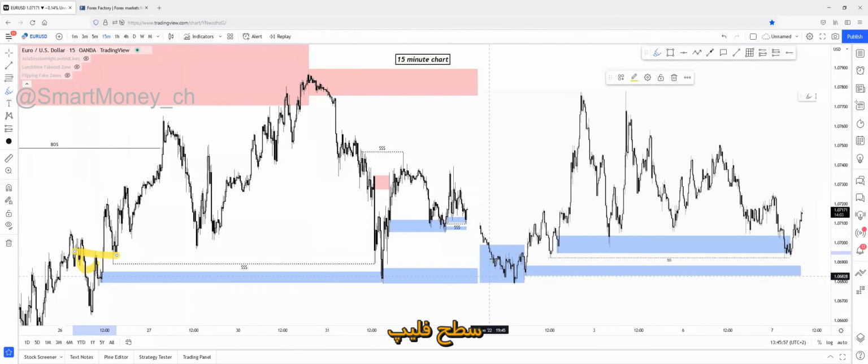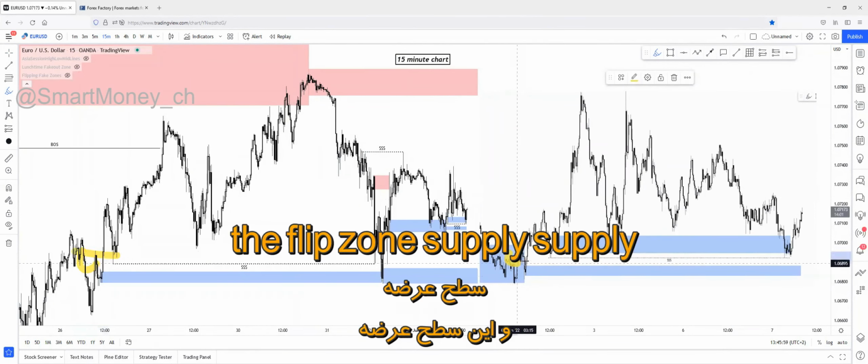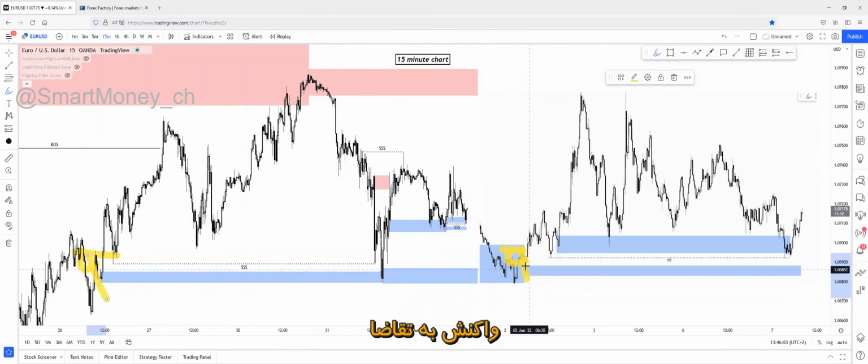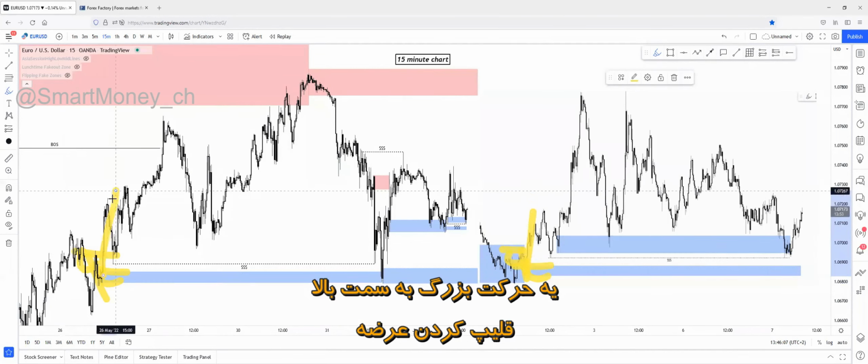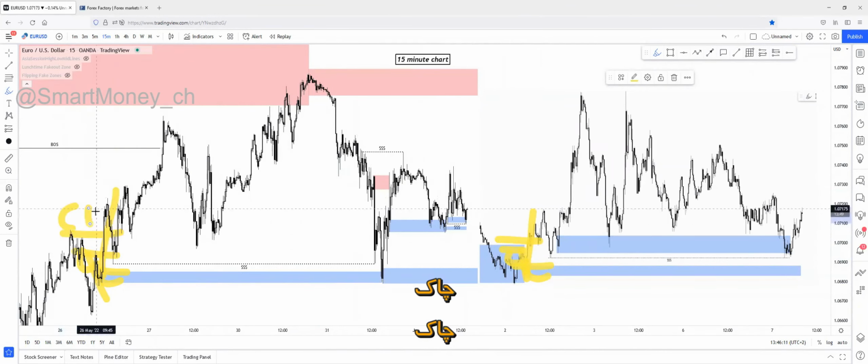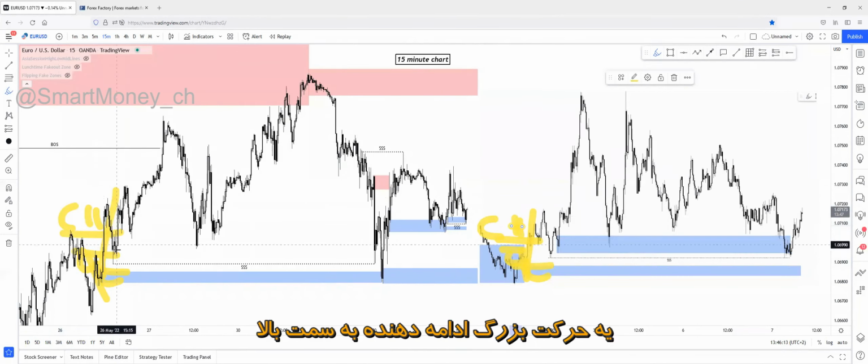Flip zone. Where's the flip zone? Here's the flip zone. Supply, reaction, demand. Huge inefficient movement to the upside. Flip of the supply zone. Change of character. Huge continuation to the upside.